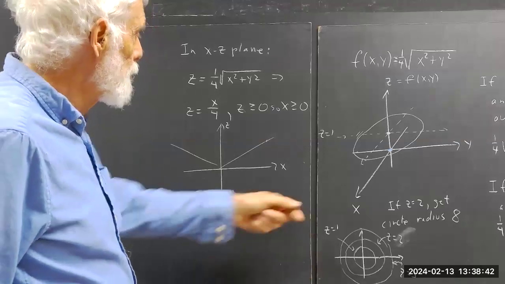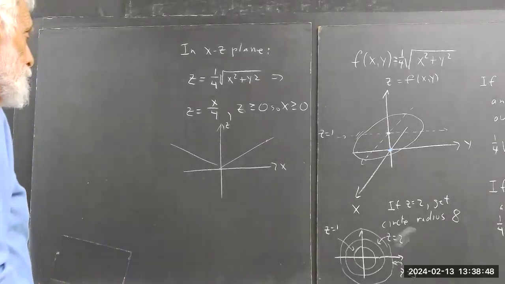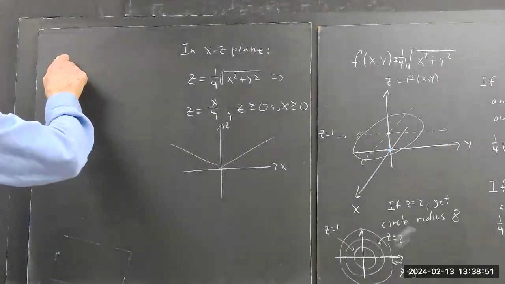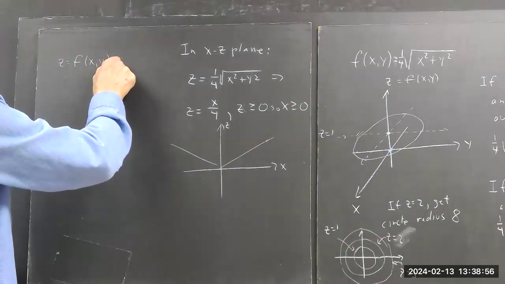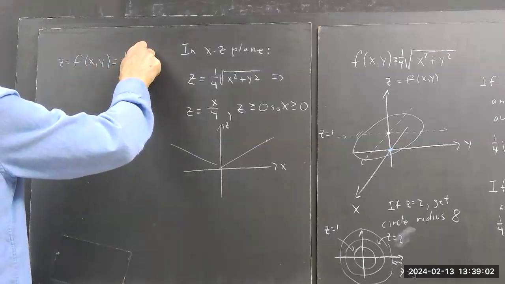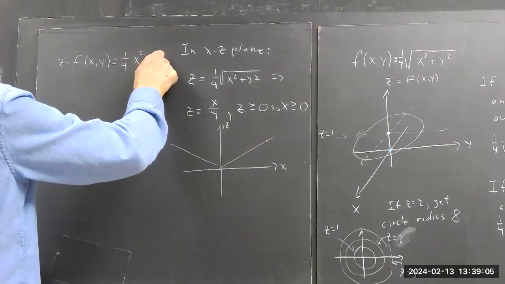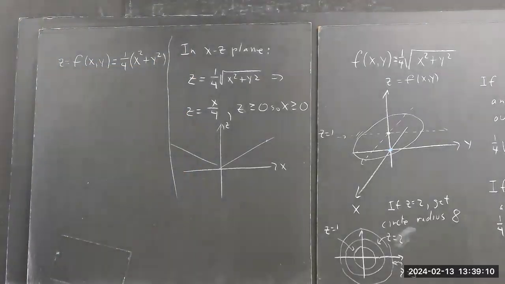So we've got contour lines. We can do slices. We can get a picture. Now, what would our contour lines look like, and what would our slices look like? You have to pause the video.